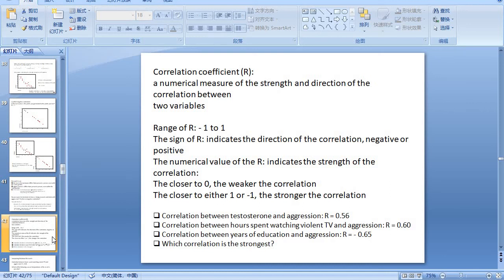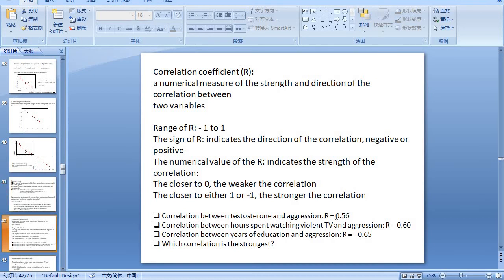Correlation coefficients range from -1 to +1. Both -1 and +1 are extremely strong correlations. The closer the correlation coefficient is to +1 or -1, the stronger the correlation. They're just in different directions, positive versus negative. And the weakest possible correlation coefficient is 0. The closer the correlation coefficient is to 0, the weaker the correlation between the two variables.